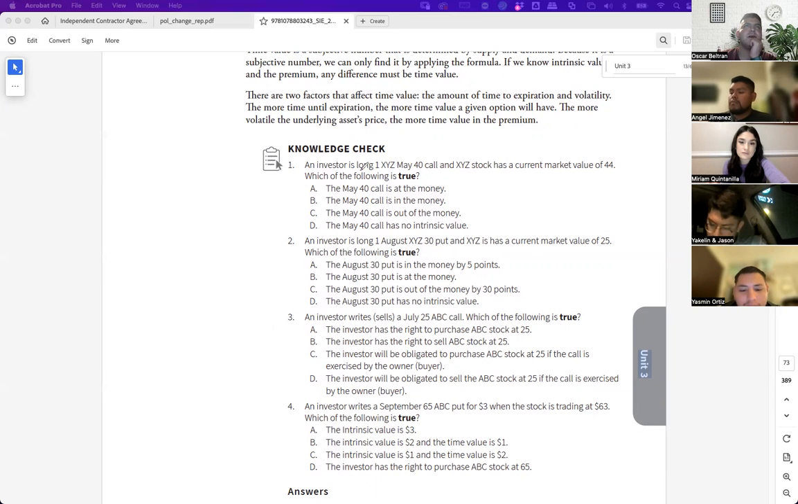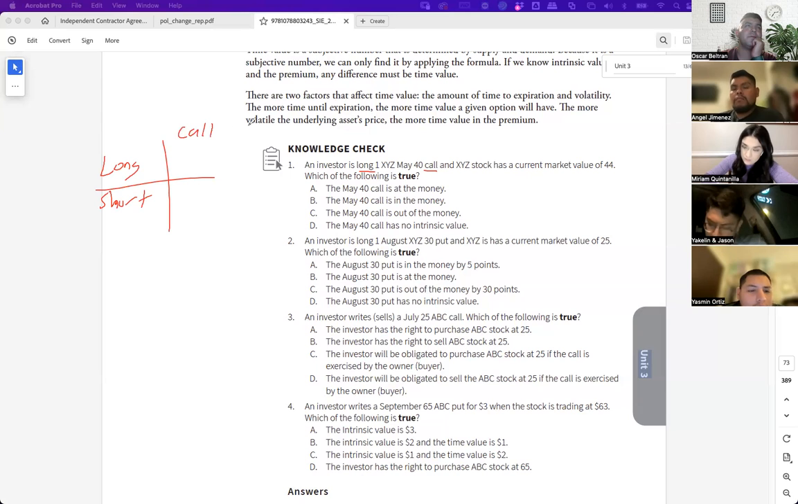All right, an investor is long. Okay, so we know it's long, and he has a call. So he has a long call. Now the first thing we're gonna do here is draw out the little chart, right? So we have long, we have short, call, short. All right, cool, perfect. I'm going to draw it backwards. You can do either on this quadrant or over here. Same thing.